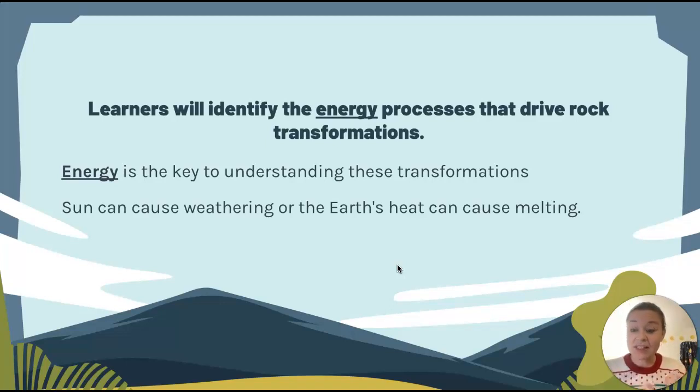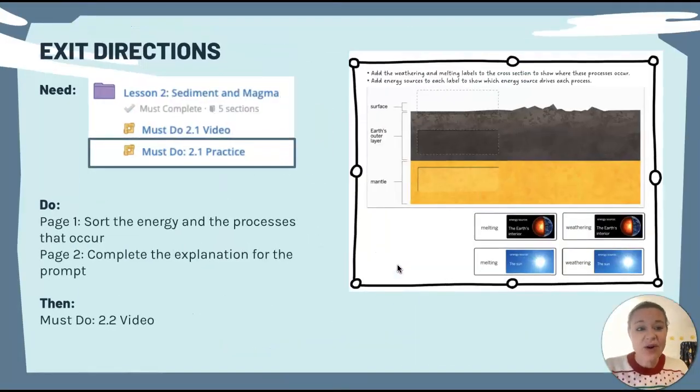Today we were really trying to identify those key energy processes that drive rock transformations, which are the energy from the sun, weathering, and also Earth's interior. So remember that energy is key to understanding the transformations, and the sun can cause weathering, or the Earth's heat can cause melting.